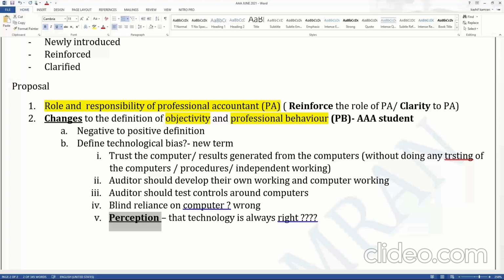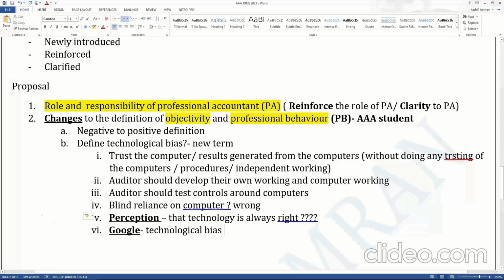Are you clear? So is everyone clear on how to go about defining a technological bias? Even on Google, after my session today, go on Google and write technological bias, and you will get a very good definition of technological bias. You can learn that for the exam paper, right? So that's the next change which has been brought in, a definition of a technological bias as part of objectivity. So if the auditor has a technological bias, will he be objective? Answer. If the auditor has a technological bias, is he objective? No.